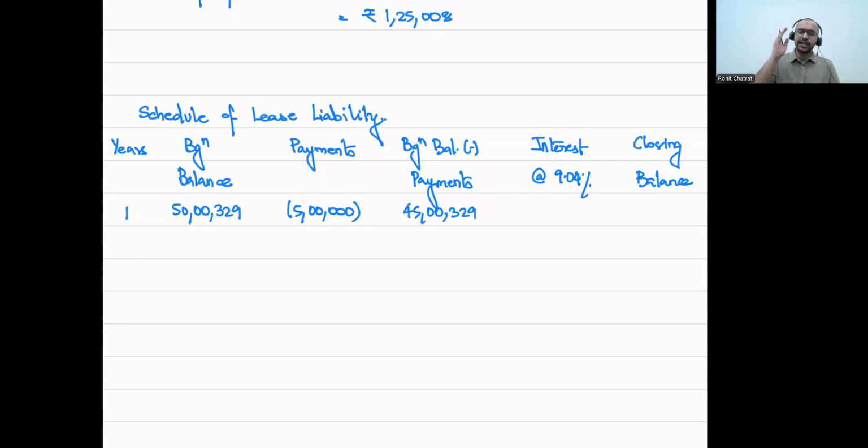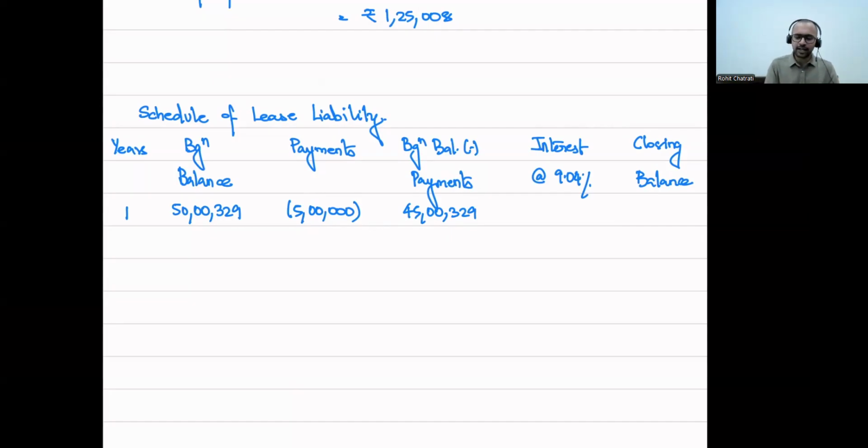At the beginning of year one, I had a lease liability of 50 lakh 329. Of that, I'm making a payment of 5 lakh today itself, and therefore my beginning balance less payments is going to be 45 lakh 329. I then have interest at 9.04 percentage. The amount of borrowing that has been outstanding throughout the year is 45 lakh 329.